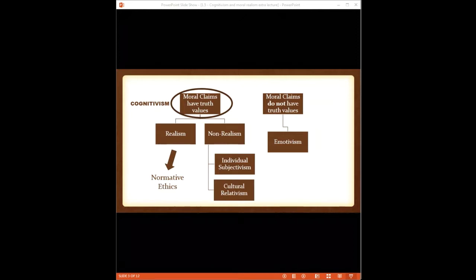But just like it's a tough, hard process of discovering scientific truths about the world, it's a tough, hard process to figure out moral truths about the world. And realism is going to say that what gives moral claims their truth values, that either makes them true or false, is just the way the world is.